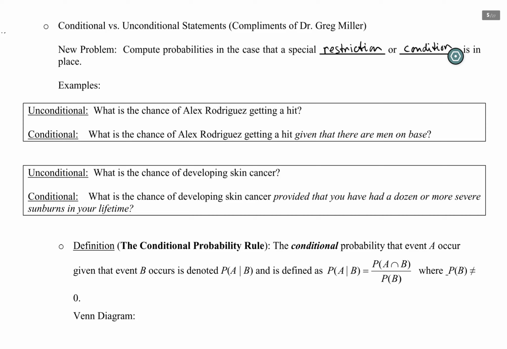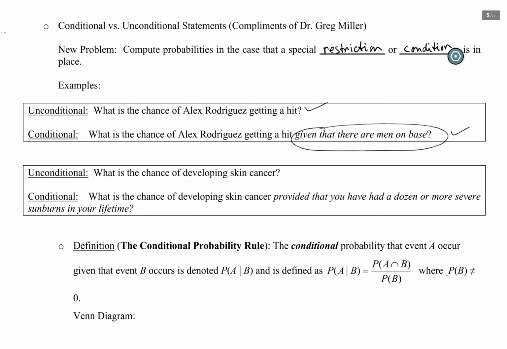A conditional statement says, what is the chance of Alex Rodriguez getting a hit given that there are men on base? And so this extra condition or restriction to the problem can affect that chance or that probability. So we think of that as a conditional probability. Alex Rodriguez is retired now, but for most baseball players, ESPN has their batting average, and then they have their batting average when men are on base. Those are potentially different.